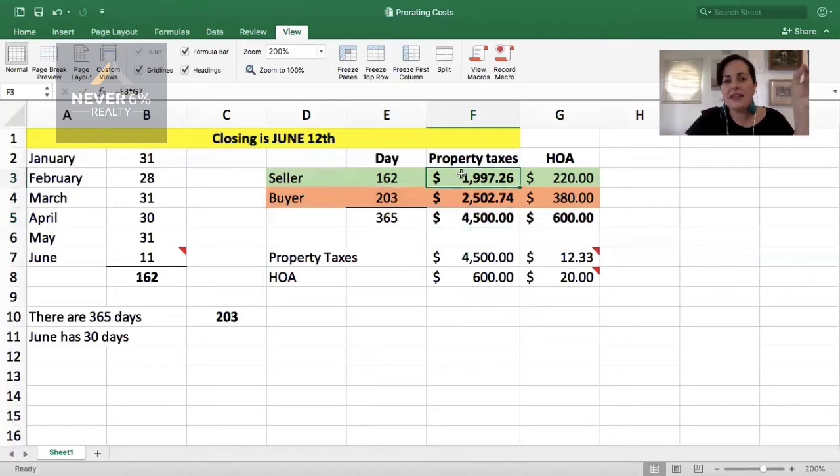If you add the days of the seller and the buyer, you should get 365. If you add the property taxes that the seller is responsible for and the buyer is responsible for, you should get the whole amount, and that's how you know this is correct. Let's go ahead and do now the Homeowners Association.